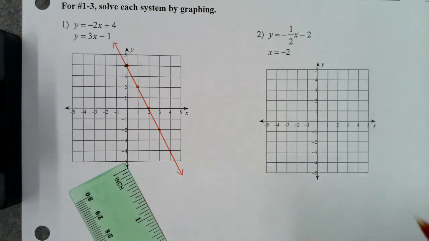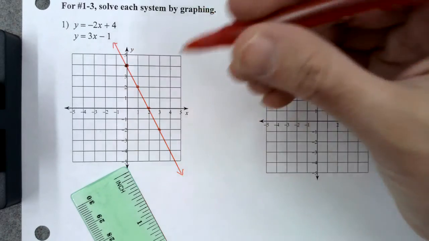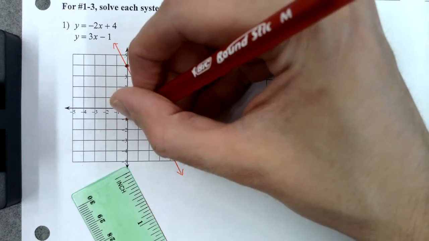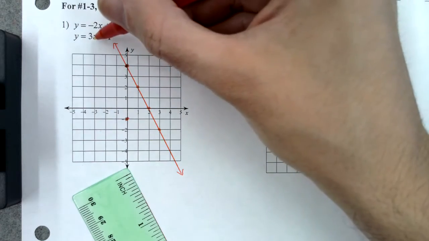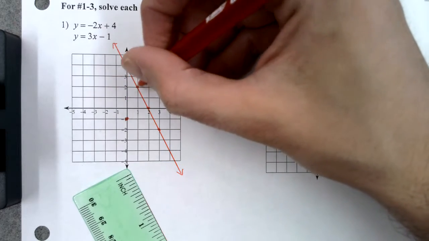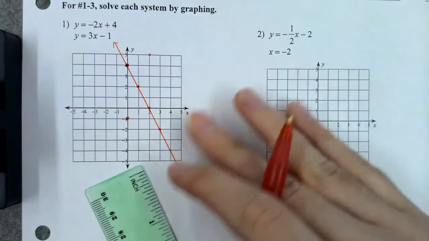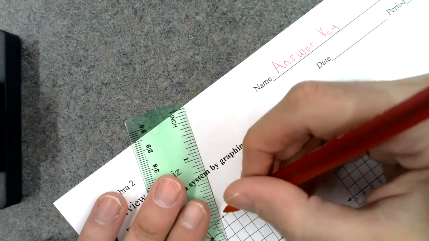Okay. This next equation, y equals 3x minus 1, has a y-intercept of negative 1. The slope is 3, so that means you're going to count up 3 and right 1. So right there, I did it again so it looks nice. Draw your line through those points.